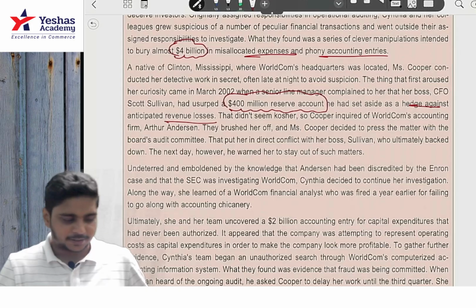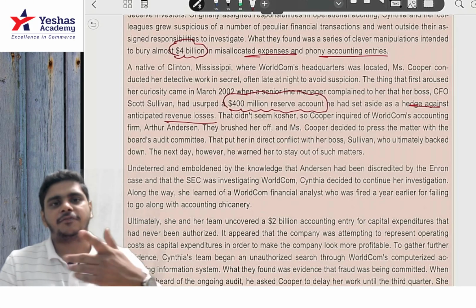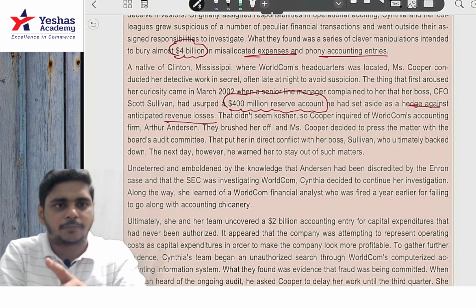So Cooper inquired of WorldCom's accounting firm Arthur Andersen. She inquired with Arthur Andersen, that they detected that something had happened here. They brushed her off. They said, hey, forget it, it is not your job. You are an internal auditor, shut your mouth.